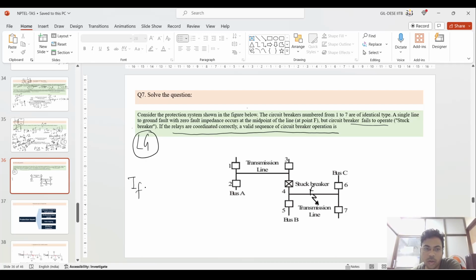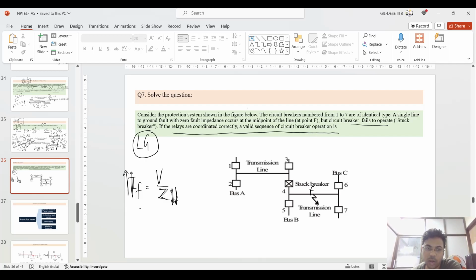So if the relays are coordinated correctly, a valid sequence of circuit breaker operation is as follows. So IF, what is the fault? V by Z. When the fault comes at this F point, this Z impedance, because it is connected to ground itself, the ground impedance is very low. It is zero fault impedance. So fault current will go very high, so you need to disconnect the bus bars quickly.